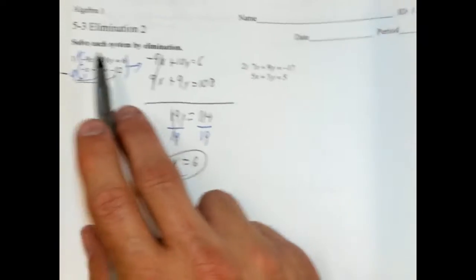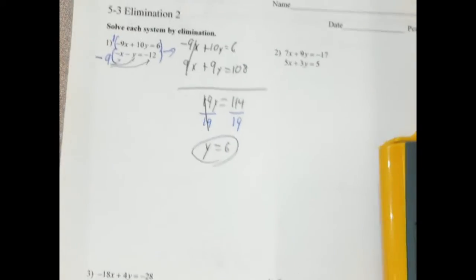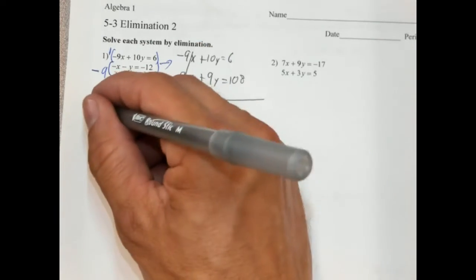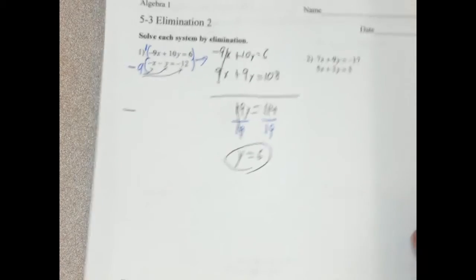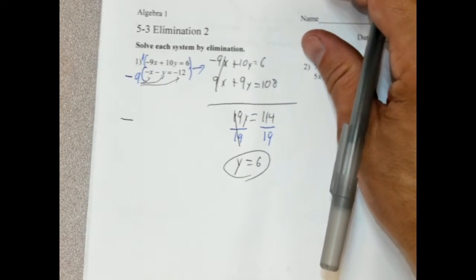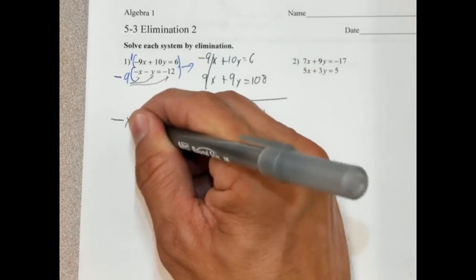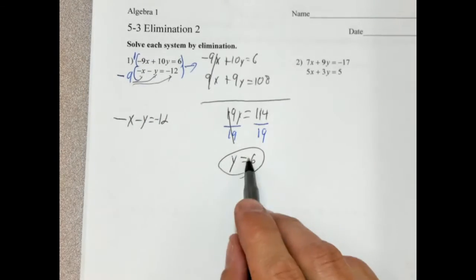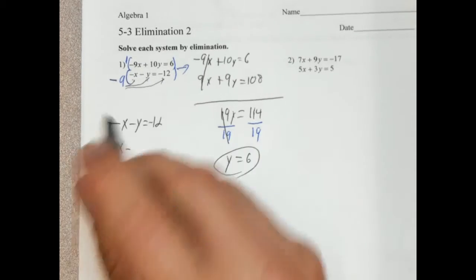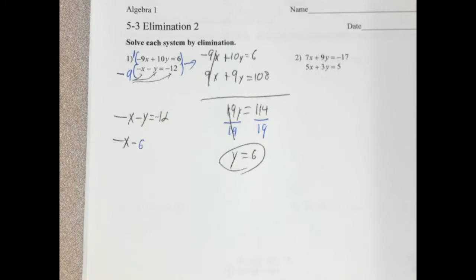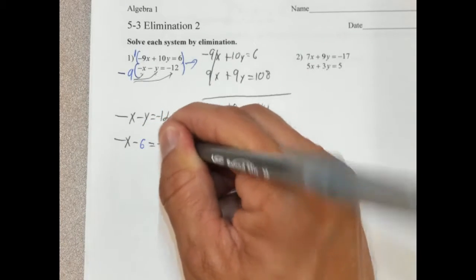Now we plug this back into either one of these two equations. It doesn't matter which one. I guess we'll do the bottom one. So negative x minus y equals negative 12. 6 is going to take the place of the y, so negative x minus 6 equals negative 12.